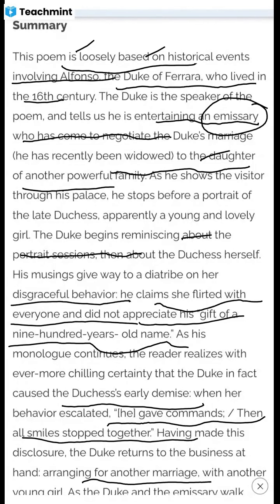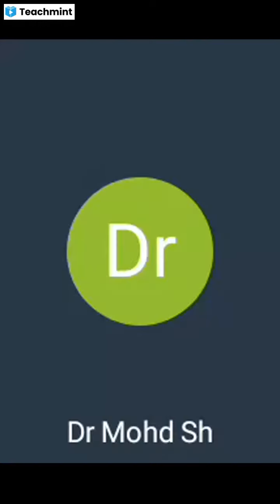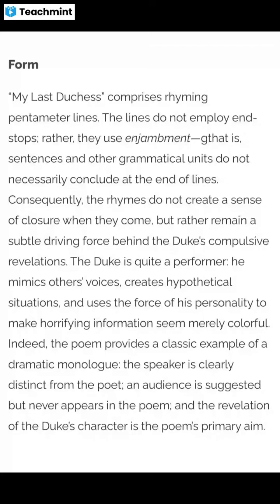Now, just closing this and sharing you another image, and you will be able to come to know what are the points you have to remember. Here you find another image. You find about the form of the poem. What is the form of the poem?